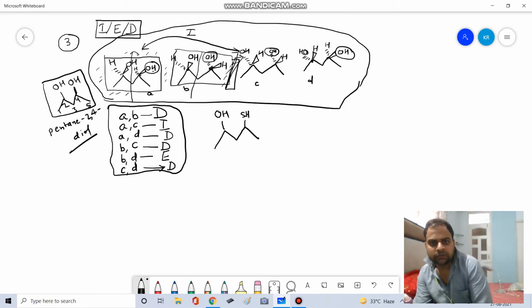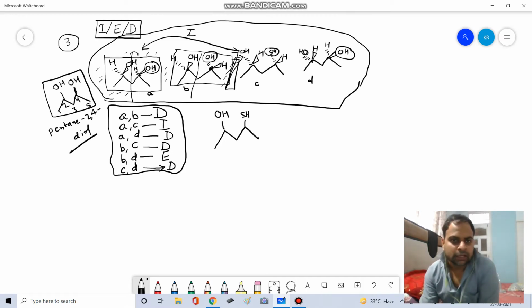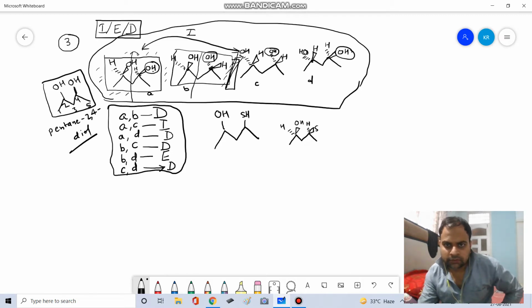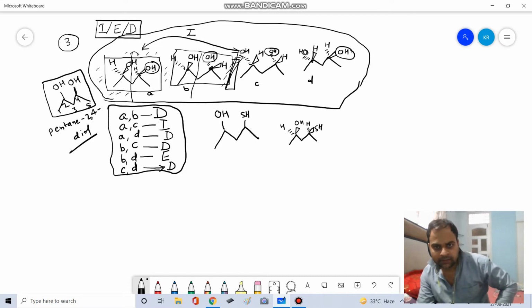I am not revealing its IUPAC name. You can try and tell in the comment section, from your knowledge of IUPAC, what it will be named as. So now if I try to make different configurations and see, let me draw it separately so that you will understand. This is, instead of oxygen I'm just putting sulfur there. That's the only change I am making.